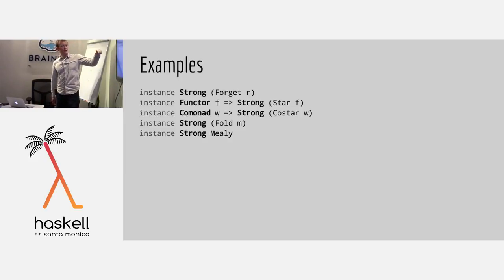So all of these things can be made into strong profunctors in some way. So we had this thing Forget where we were just fixing the right-hand side. That's automatically strong. It doesn't matter what R is. Star is still strong for any functor. I just said CoStar is strong, but you have to strengthen the functor you're interested in to a comonad, and Fold and Mealy are both strong. Okay. So we can think of this as just, we have some sort of abstract notion of function arrow, and it has some way of lifting up tuples, right? We can preserve this information through our computation.